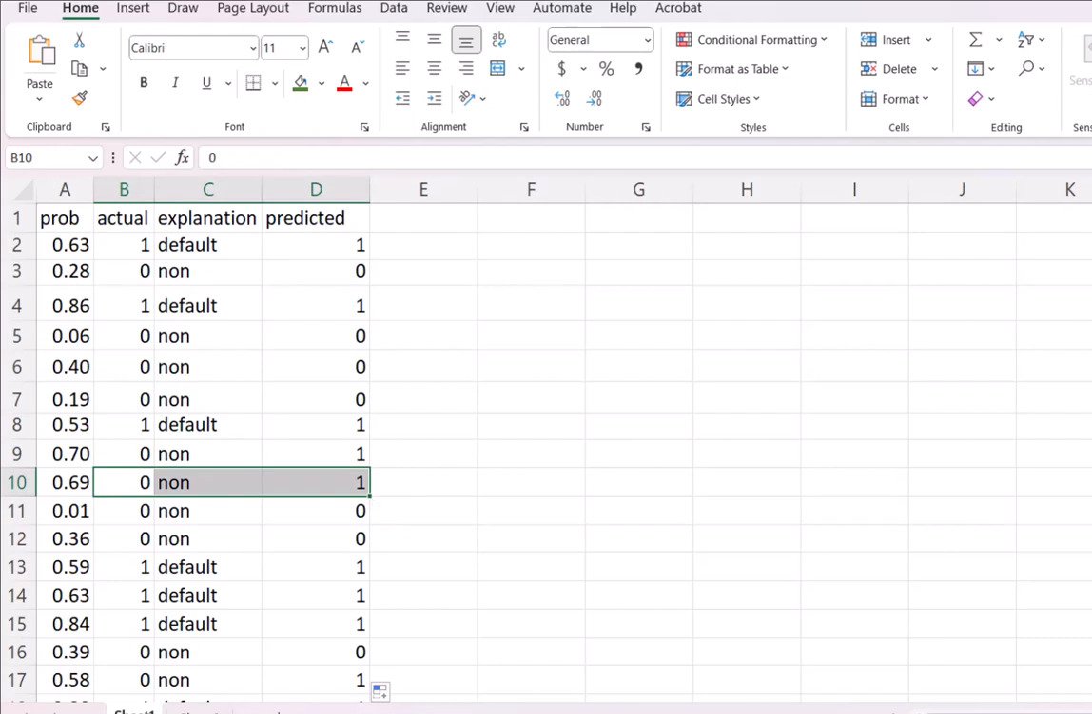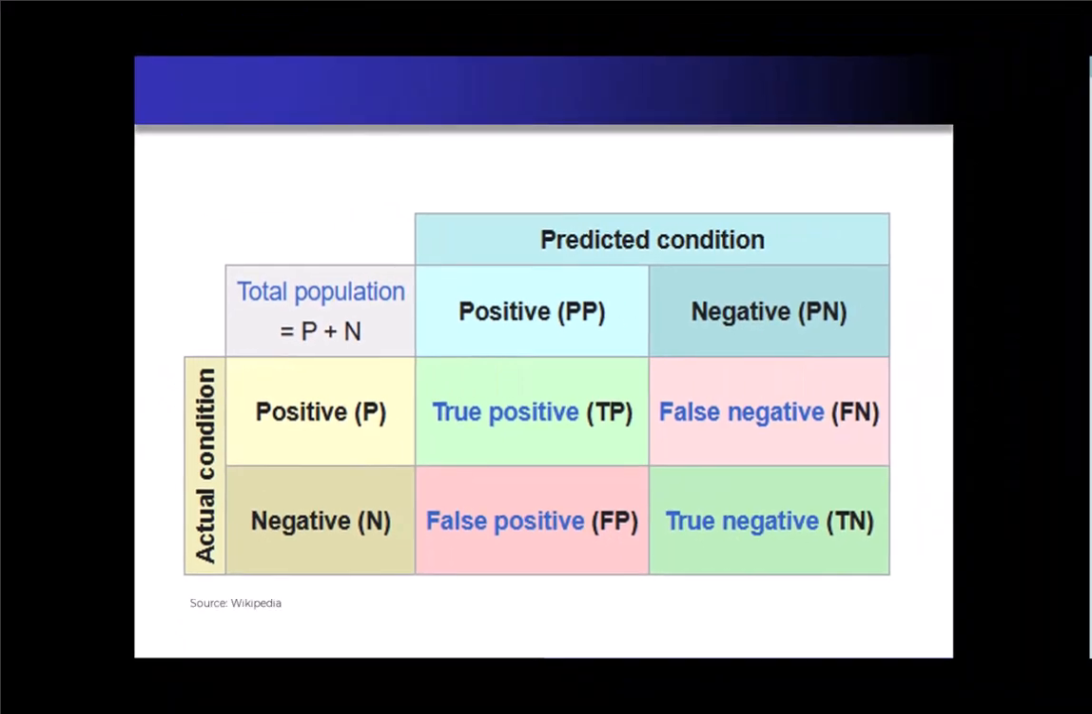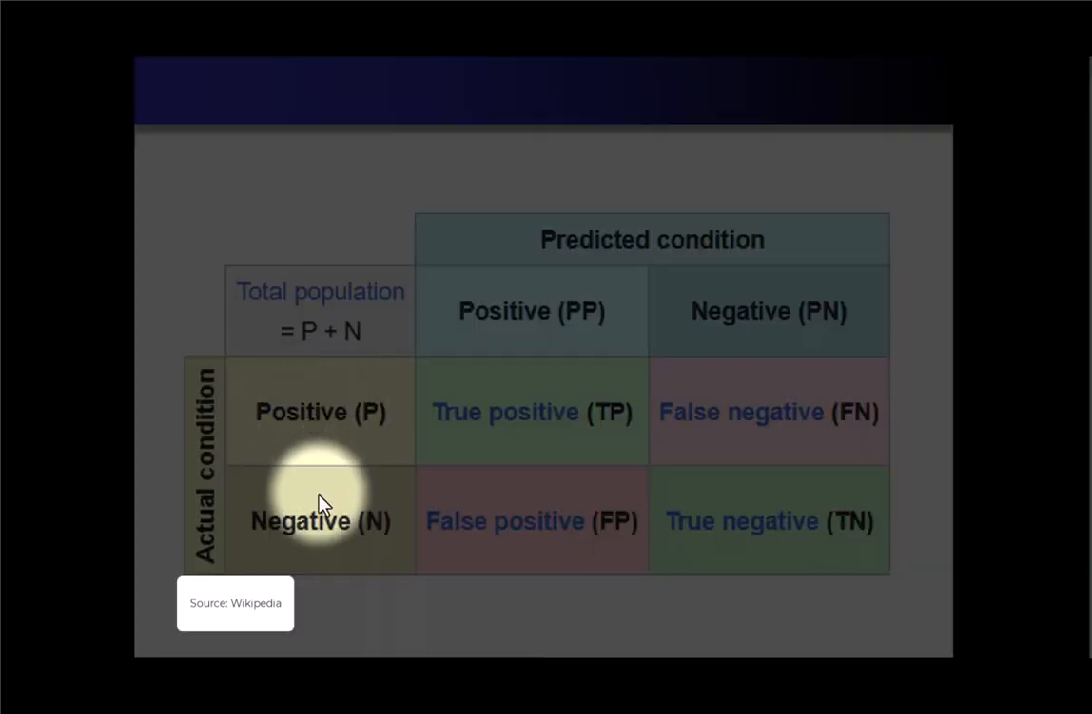Let's talk about the confusion matrix, which will introduce the idea of true positives, true negatives, false positives, and false negatives. This table is called a confusion matrix. In the field of machine learning, a confusion matrix is a specific table layout that allows visualization of the performance of an algorithm, typically a supervised learning one. Each row of the matrix represents the instances in an actual class, while each column represents the instances in a predicted class. So this is the actual case, positive or negative, and the predicted condition, positive or negative.